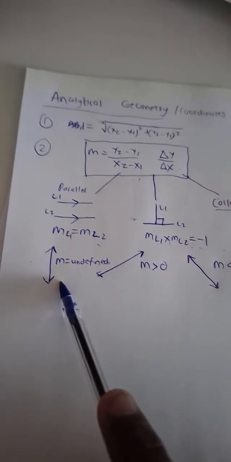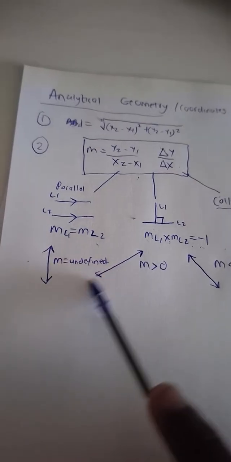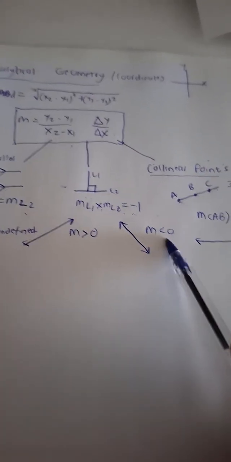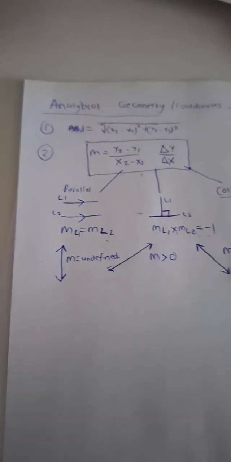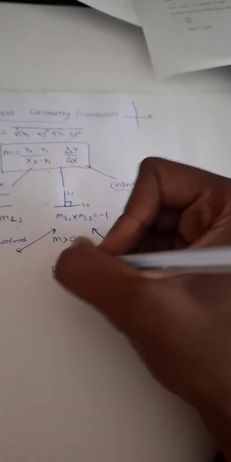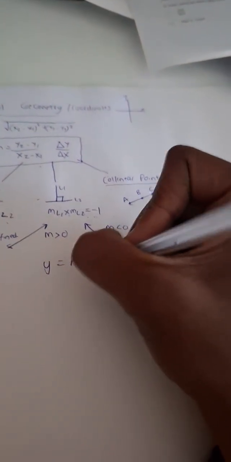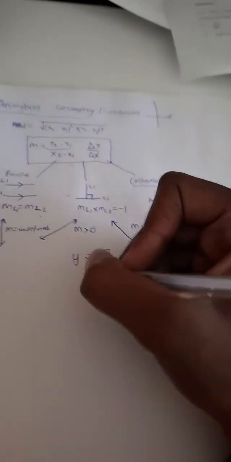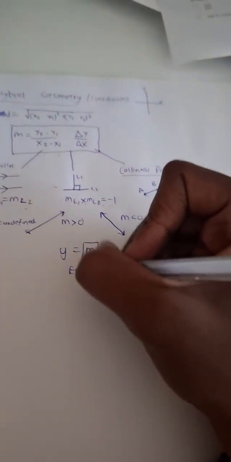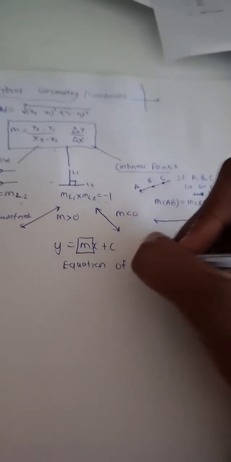And then lines, a line like this has a positive gradient, a line like that has a negative gradient, a line that is horizontal has a gradient that's equal to 0, and a vertical line has a gradient that is undefined. All of this is of great help, because when we need to find the equation of a straight line, the equation of a what?